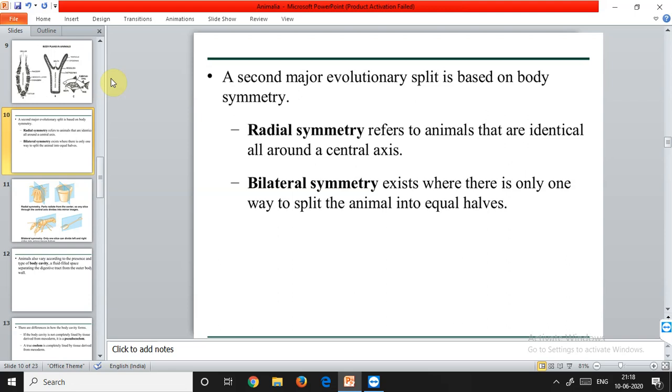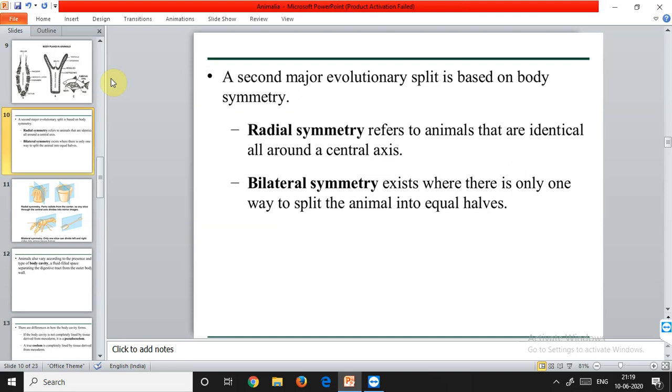So the third one is the asymmetrical. That is, they do not show any kind of symmetry. So they are the animals that cannot be divided into two equal halves in any plane. So they are called asymmetrical. Sponges having a profuse branching pattern belong to this category. Sponges, as they are the lowest ones, belong to the asymmetrical category. That is, they cannot be divided in any plane.